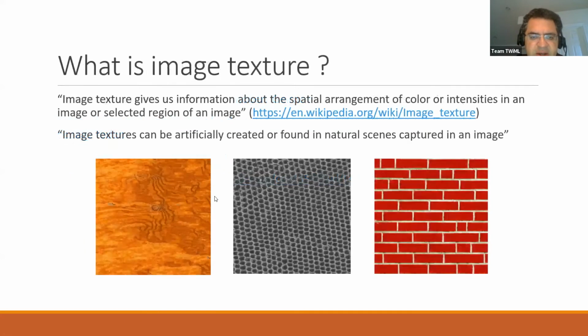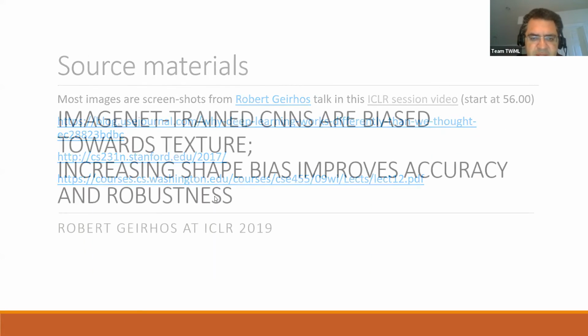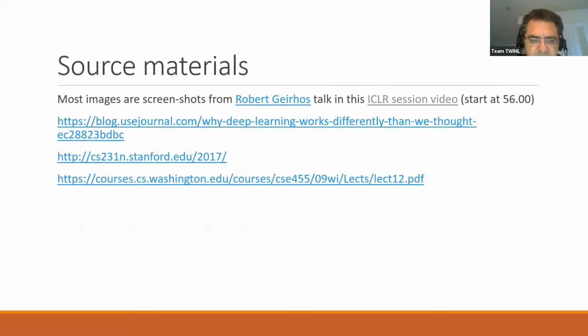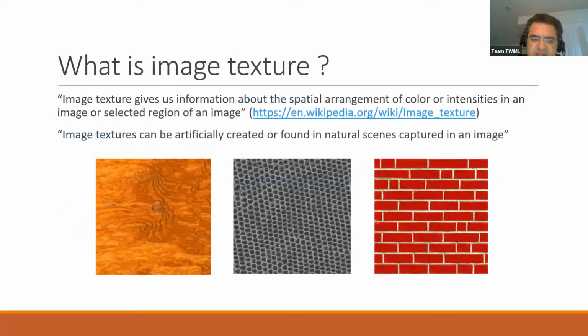Okay, so we know CNNs are doing really well. For example, in object recognition, in the ImageNet competition, the error rate is below 5%. So one of the things this paper is trying to understand is what is the CNN learning? Why is it doing so well? Is it looking at the shape of objects, or is it focusing on the texture?